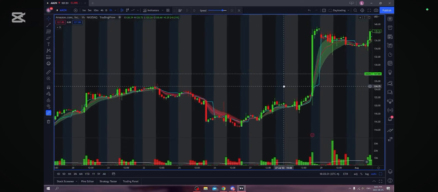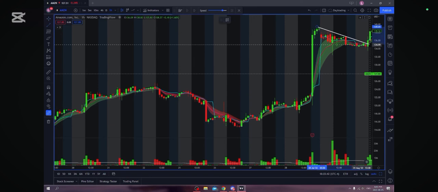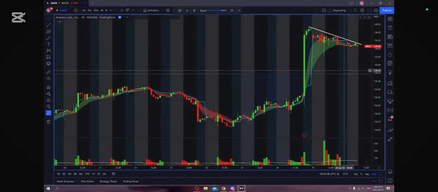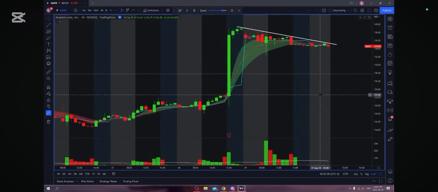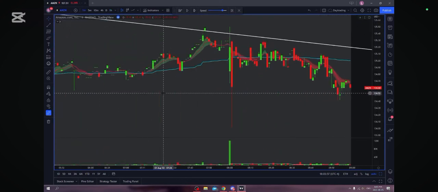Now what we're looking for is, can we get a flag? You see that flag right there, and it was being respected pre-market. I haven't seen how the next day looks, but I do see the flag that it's putting in. Now, I trade on the 1 minute, so let me go over to the 1 minute on Amazon.